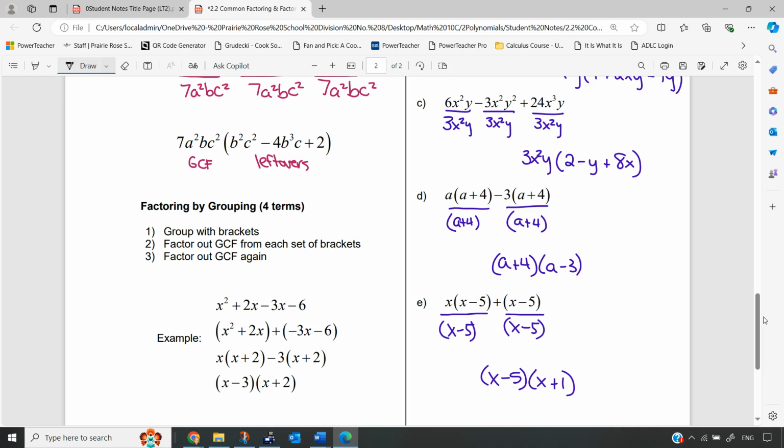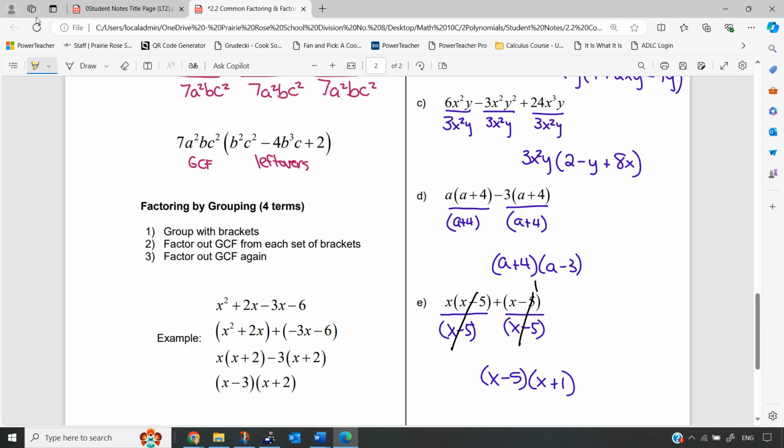D and E look a little bit tricky, but they are still GCF examples. Notice that in both of my terms, I have an a plus 4, so I can divide that out. That's my GCF. And then in the first term, I'm left with an a, and in the second term, I'm left with a negative 3. So that would leave me with a plus 4 in brackets times a minus 3 in brackets. For E, my GCF is x minus 5. So when I divide that out, I'm left with x in the first term, and in the second term, everything cancels, so I'm left with a positive 1.